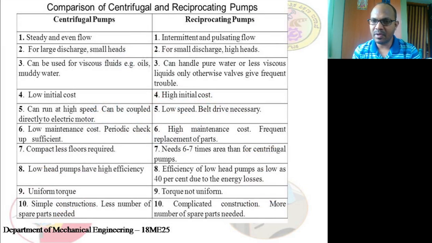In the centrifugal pumps, the liquid which is being sucked and delivered will not come in contact with any of the rotating elements of the centrifugal pump. Whereas in the reciprocating pump, what happens? The liquid which is being sucked and delivered will be in touch with the inner surface of the cylinder, as well as the head of the piston. Is it clear? This is the one major difference, and this major difference makes its applications also different.